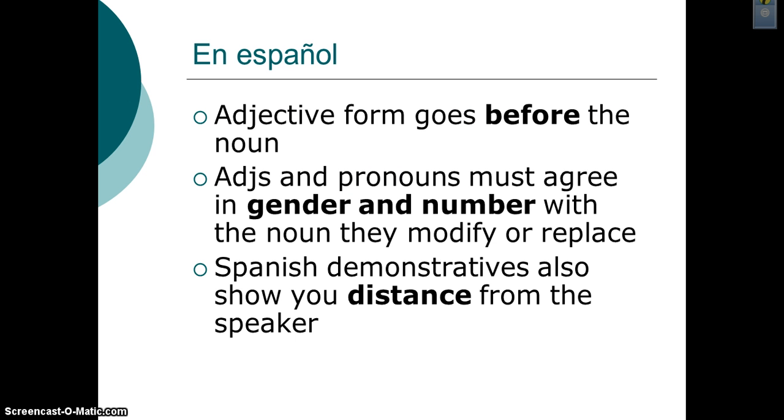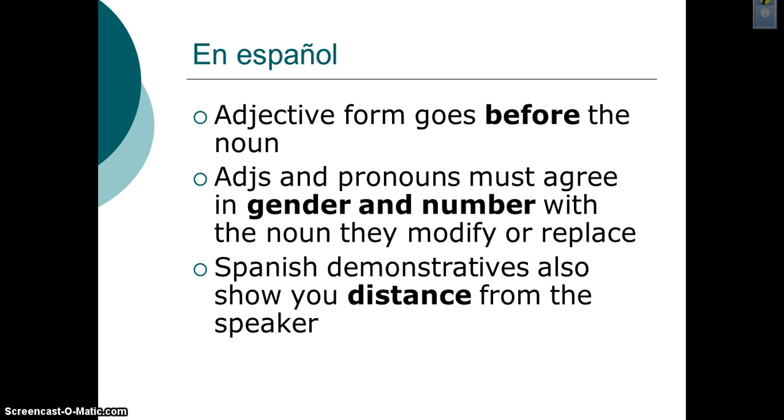So, a few things to keep in mind in español. Your demonstrative adjectives will go before the noun, and adjectives and pronouns must agree in gender and number with the noun they modify or replace. So this is different from English. So we have gender forms, masculine, feminine, as well as singular, plural, and they have to agree with the noun that they are modifying or the noun that they're replacing in español.